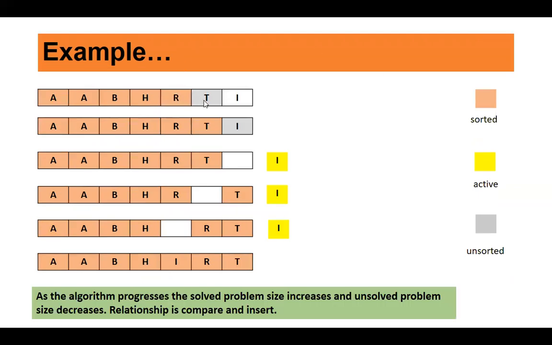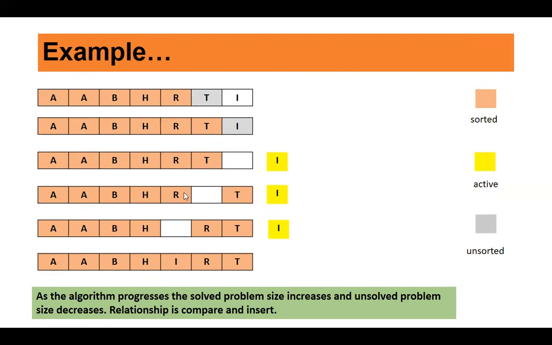Next, what you consider is T. Again put it into the container, compare it with J, that is I minus 1. It is smaller than T, so you don't make any shift. T will remain at its position. Next, you consider I, put it into the container, compare it with T. T is greater than I. So shift T, T shifted here.